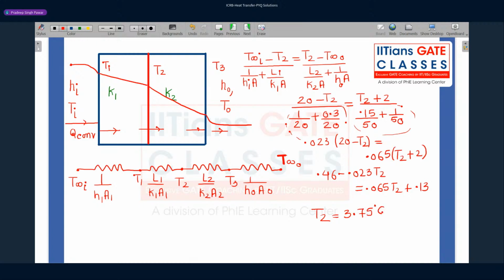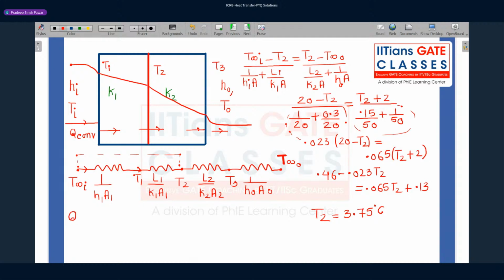Okay. So what I have done here is taken this part here. I have taken the energy coming via convection till this portion and conduction till this portion, and that is what I have equated to get the temperature T2. That is because whatever energy is coming in, the same energy is going out.